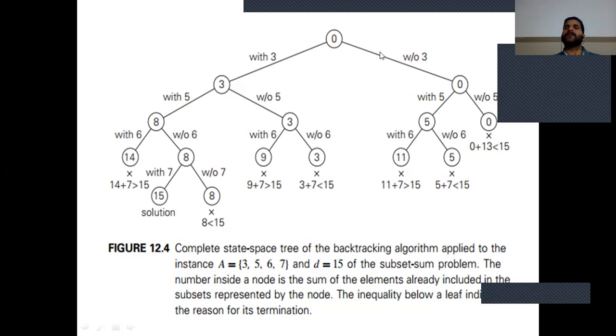Now similarly, we go to the without 3 branch, and without 3 we achieve a total sum equal to 0, with 5, without 5, and we do not find a solution. Therefore, in this tree space diagram we find only one solution for the given set, 3, 5 and 7. It provides the sum of 15. It is an example of backtracking.